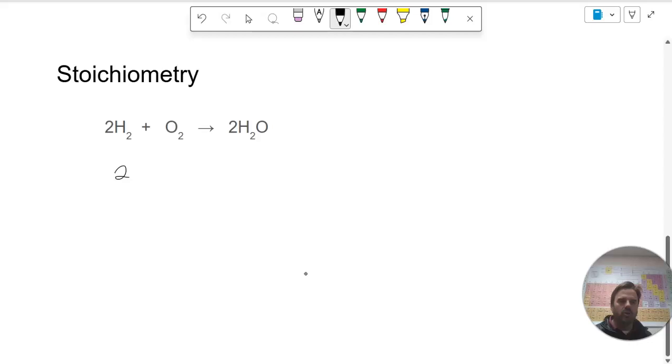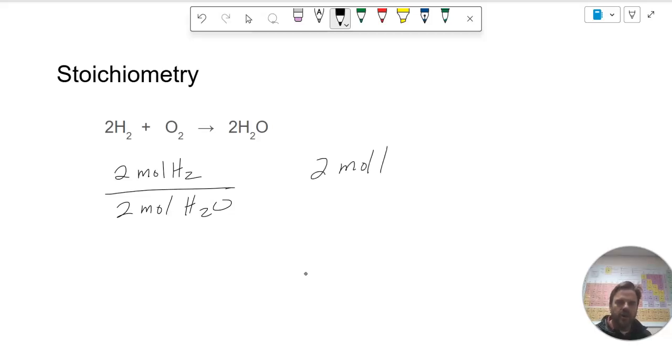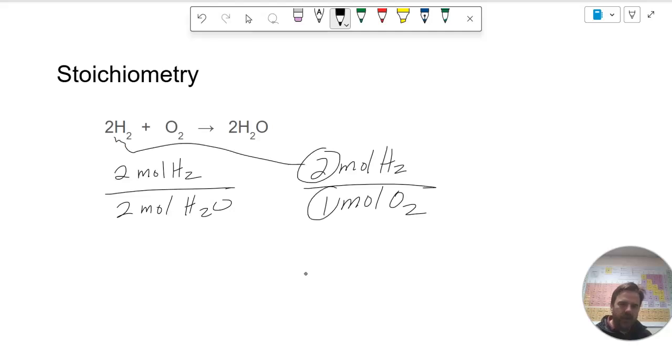Like you can say 2 moles of H2 to 2 moles of H2O. So that's one ratio you can make. You can also make a ratio that says, okay, for every 2 moles of hydrogen gas, I need 1 mole of O2. And notice these numbers right here, they align with the coefficients. So we can also make one other ratio with this: 1 mole of O2 for every 2 moles of H2O.